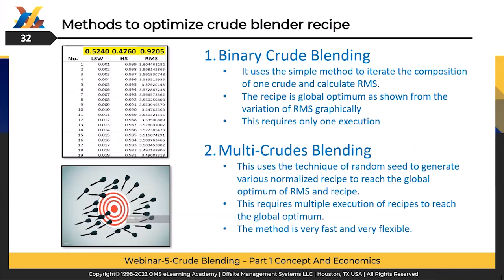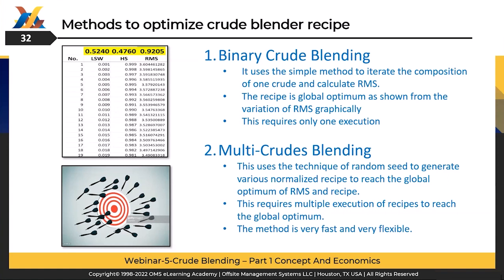Now, how do we optimize a crude blending recipe? There are two methods. One method is binary crude blending, which is two crudes, and it's simple to optimize. You take one crude ratio and vary it until you reach the RMS, which is least square of error or differential between the spec and the final crude quality. And this is very quick, very simple, and requires only one execution.